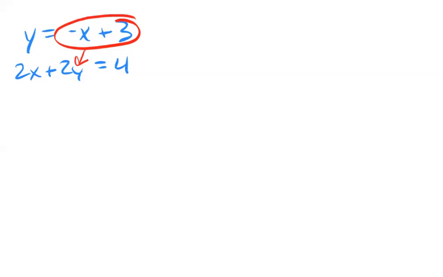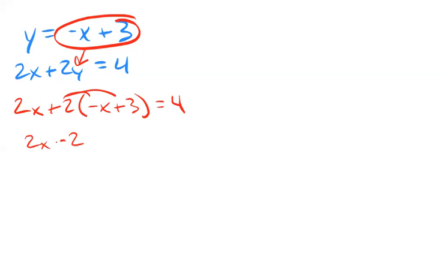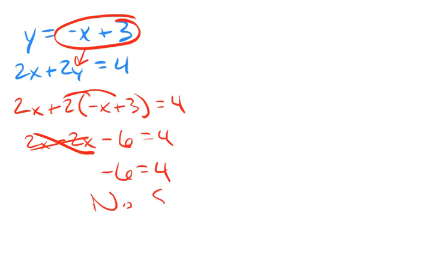If I do that, it's going to give me 2x plus 2 parentheses, negative x plus 3, is equal to 4. And now I simplify, right? I distribute that 2. That's going to give me a negative 2x minus 6 is equal to 4. 2x minus 2x, I know that cancels out. So I'm left with negative 6 is equal to 4. Negative 6 isn't equal to 4, and we know that. That's a false statement, so it's no solution for that one.